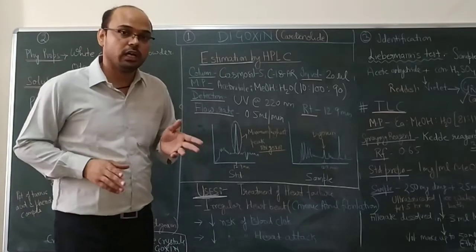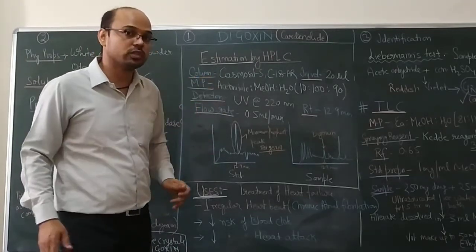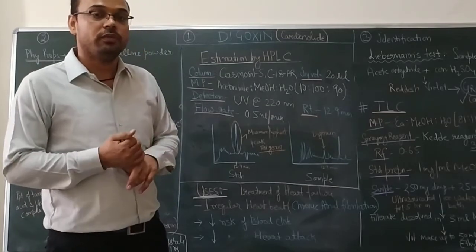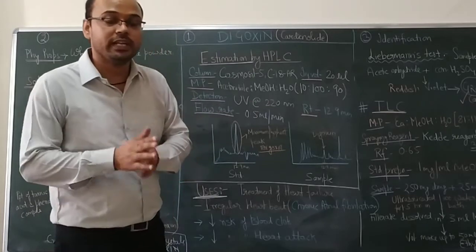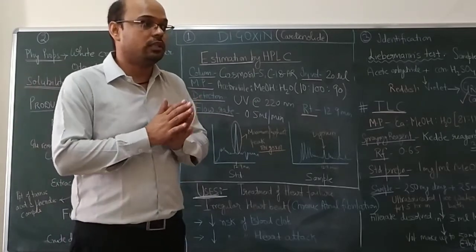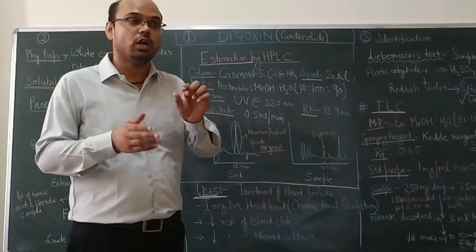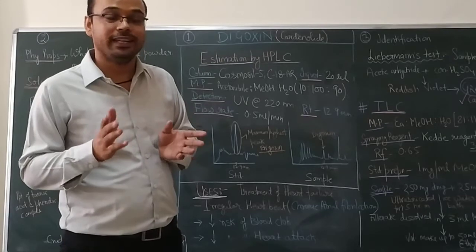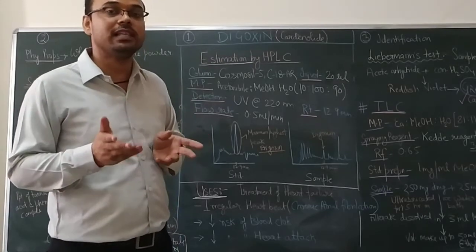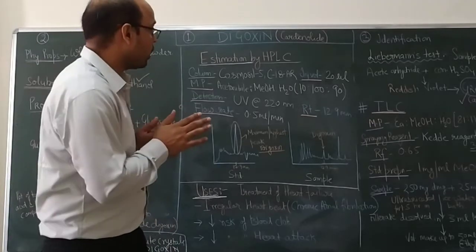So if you see, for HPLC, we have used the column. Cosmosil is the brand name of the column which is used for HPLC, and it is a C18 column. C18 means the silica or the stationary phase which we have used is coated with a polymer which is having 18 carbon atoms, octadecyl siloxane. Exactly, it is called octadecyl siloxane.